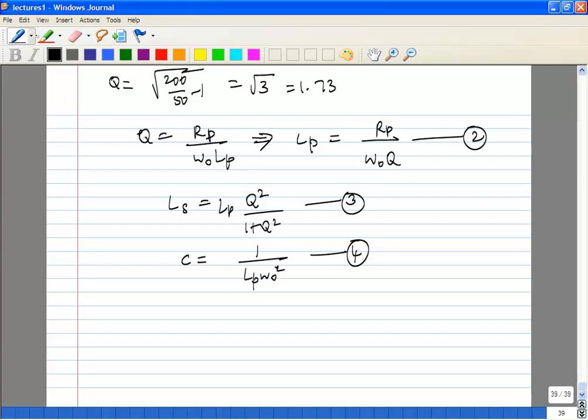C is 1 over LP omega naught squared. So these are the 4 equations you're going to use to find out LS and C, right? Okay. So let's do a simple match.